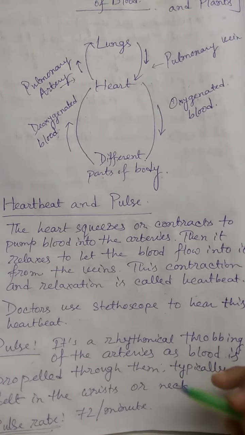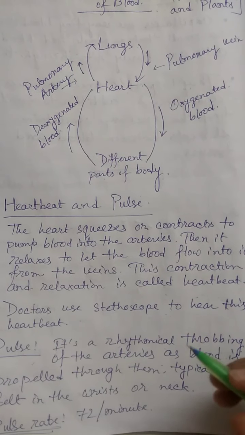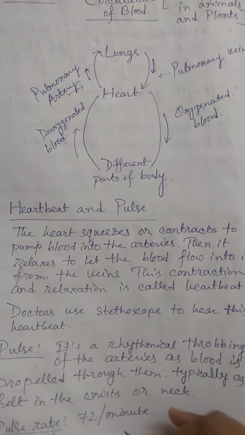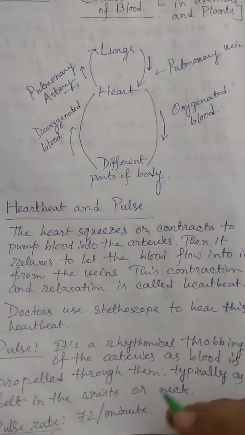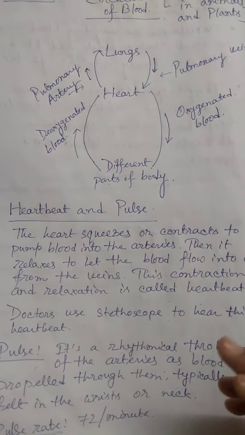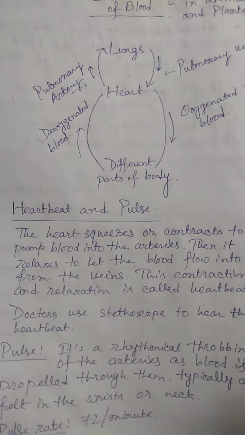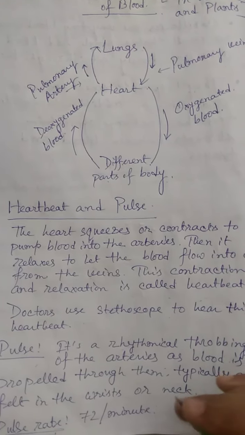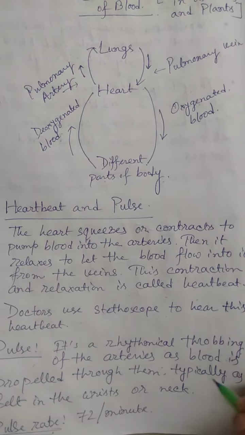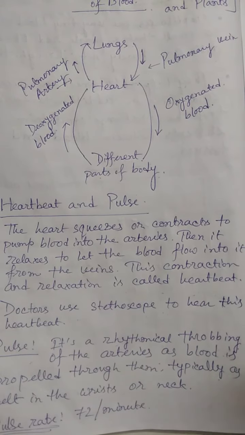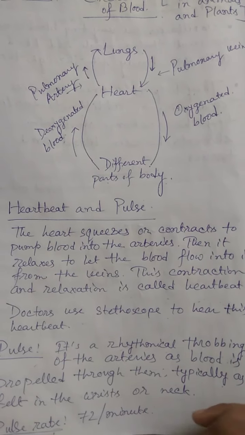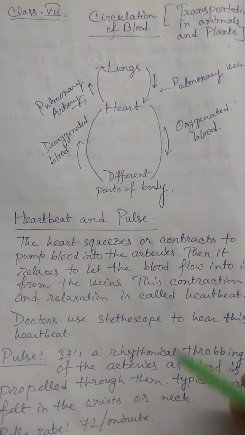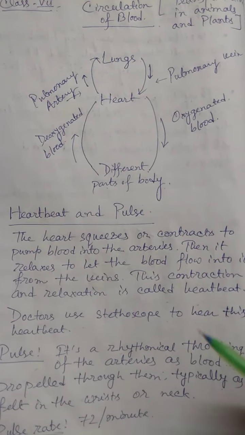Now there is a rate of pulse, meaning how many throbbing sounds we can hear per minute. The rate is 72 per minute. So we can hear about 72 pulse beats per minute. This is also related with the heartbeat. So the rate of heartbeat is also near about 72 to 80 per minute. So this was about the circulation of blood, heartbeat and pulse. Now we are going to the next part.